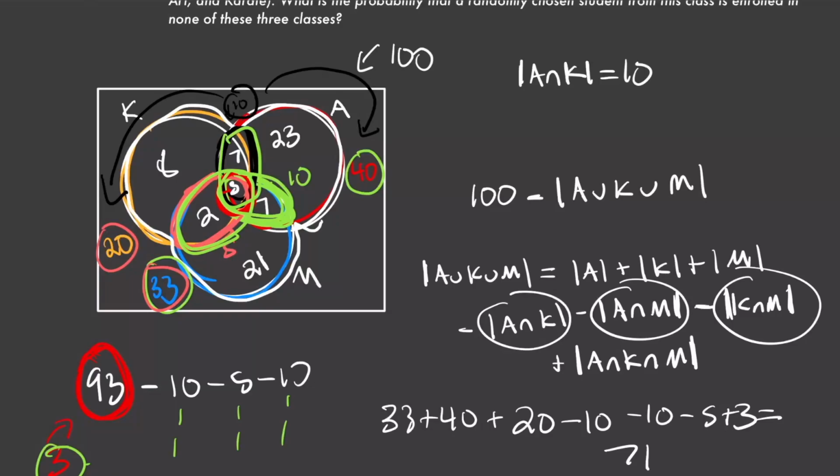But how many times do we want to count it? Well, we just want to count it 1 time. So that's why we add back on the triple intersection. So now everything is counted once. So we add back on 3 here and we get 71.